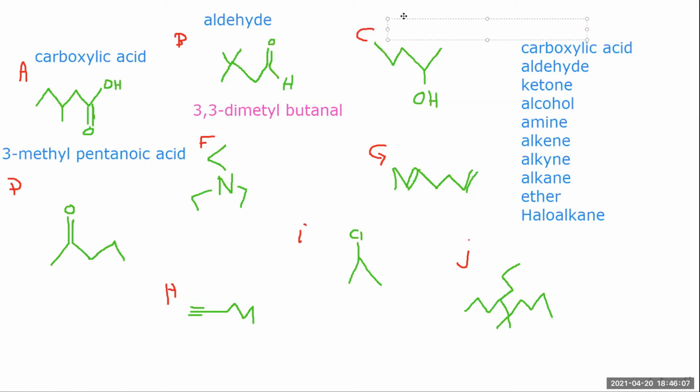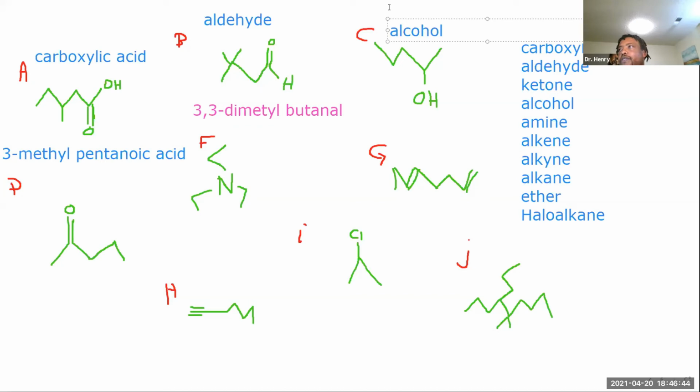So C belongs to what family? Is it a carboxylic acid? Nope. Alcohol? Because remember, carboxylic acid has an OH and a double bond O. Okay, it's an alcohol. That's right. And I remember alcohol because of the OH in there. Yep. Nice.